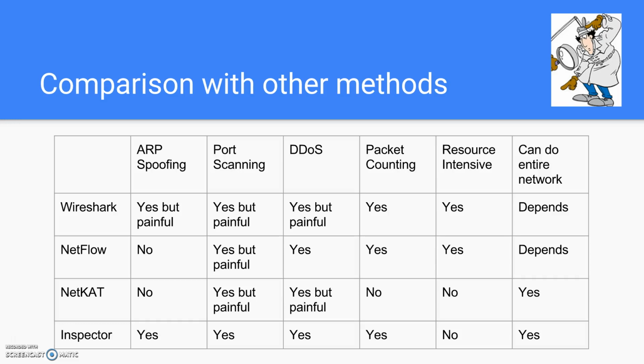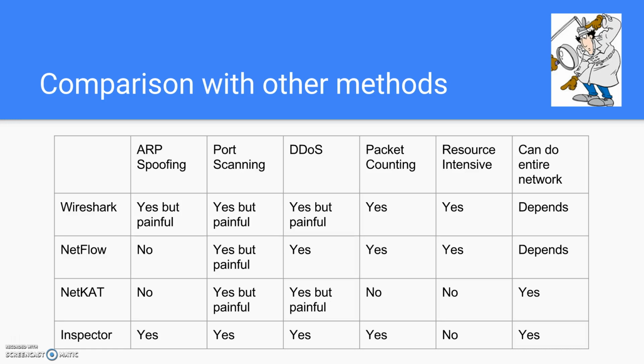So just a brief comparison with the other methods that were mentioned earlier, Wireshark, NetFlow, NetKAT, and just a sampling of the different types of attacks that can happen. You have ARP spoofing, which is when a malicious host pretends to be the MAC address of a destination IP address, unbeknownst to the rest of the network. The existing methods cannot detect this.